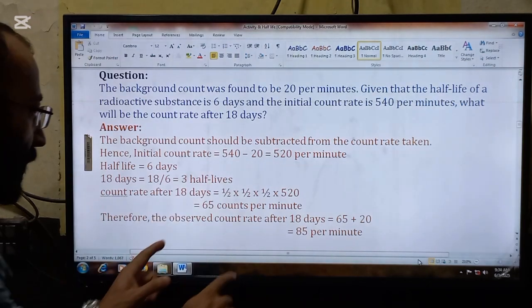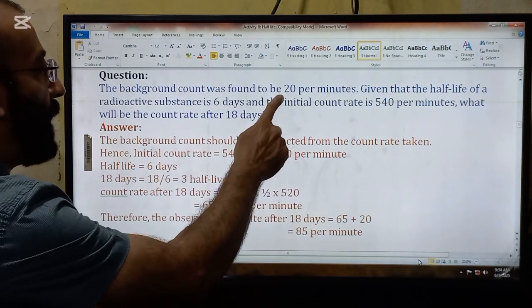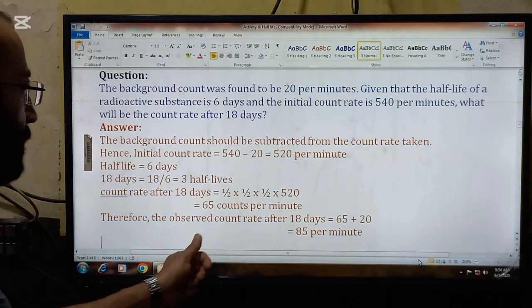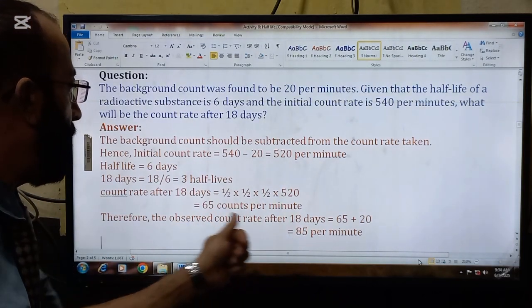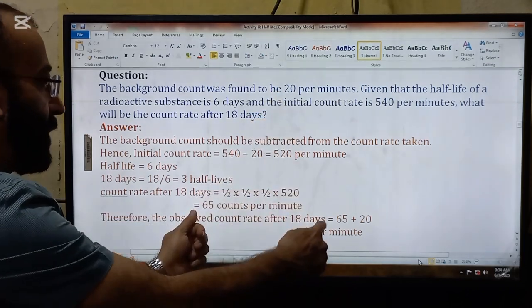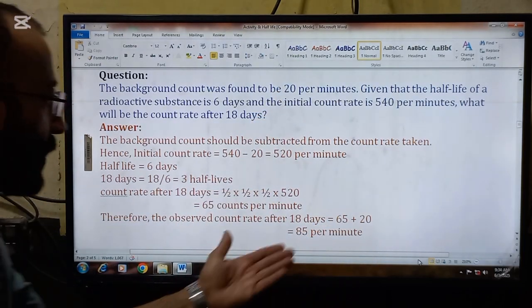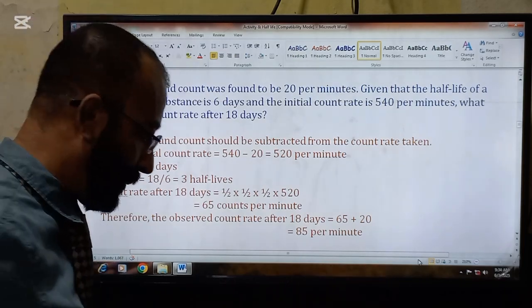And after this you will add the background count rate to this value again. Therefore the observed count rate after 18 days will be 65 plus 20, which is 85 per minute. So this is the way.